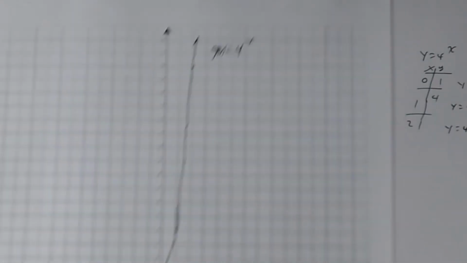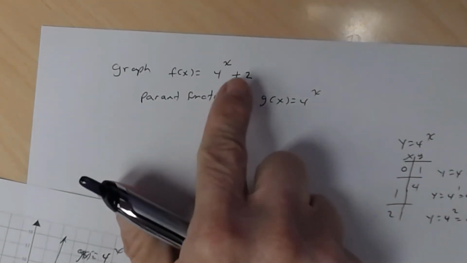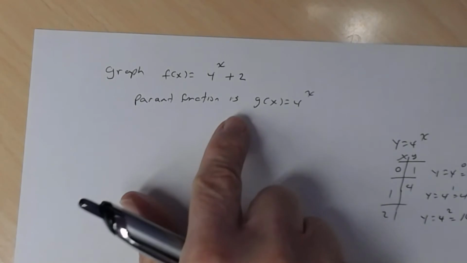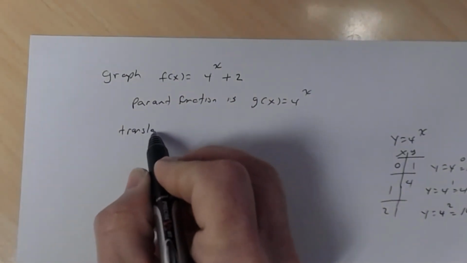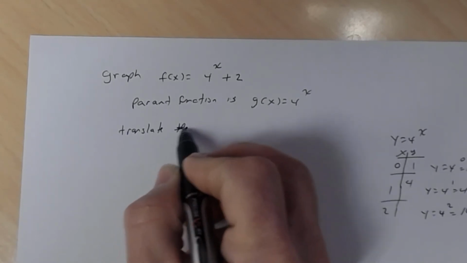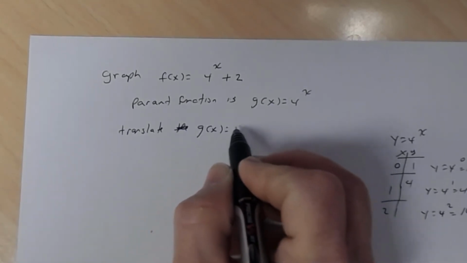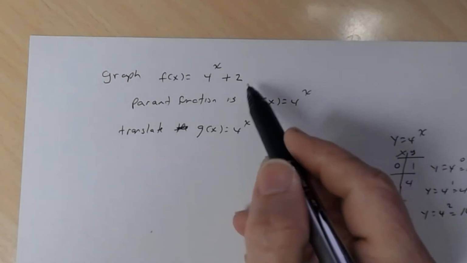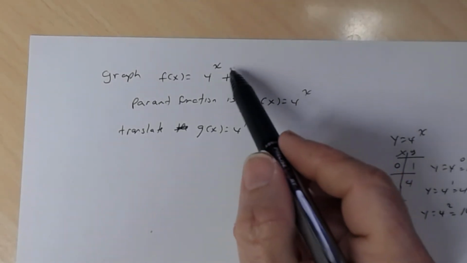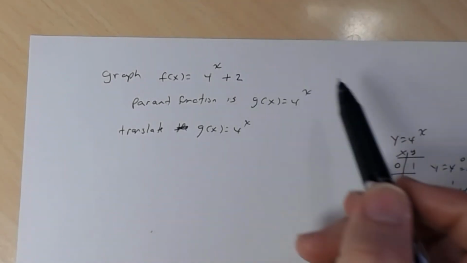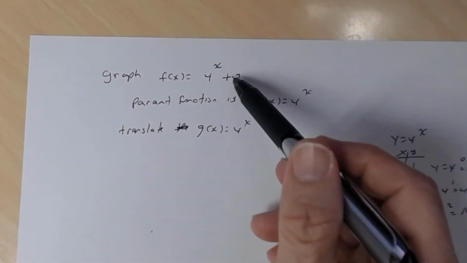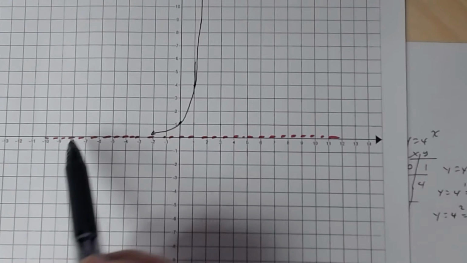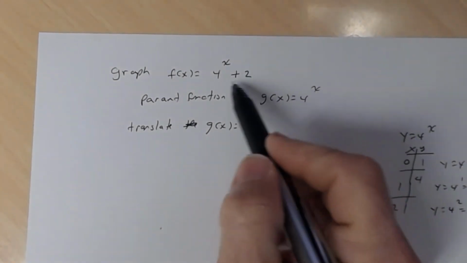What I want to do, though, is graph this. So let's talk now about translation. You're going to translate g of x, the parent function. Now, is this a vertical or horizontal translation? Remember, this plus 2 tells you that your horizontal asymptote will be moved up 2 units. So that's y equals 2. That would be a vertical translation.